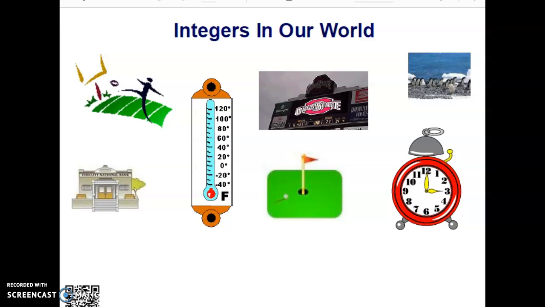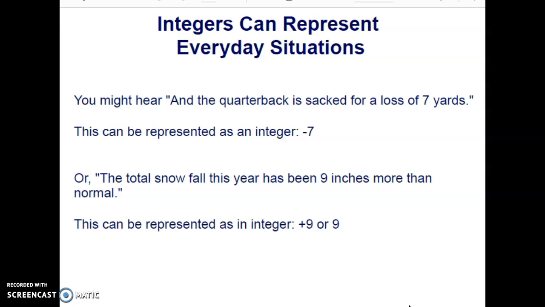Now let's talk about integers in our real world. You may see thermometers, bank account statements, people on the football field, people who play golf, our clock. All of these deal with integers that we use on a day-to-day basis. Integers can represent everyday situations.